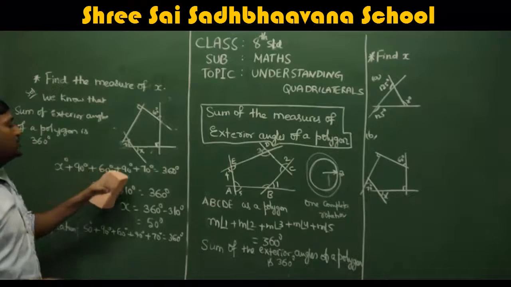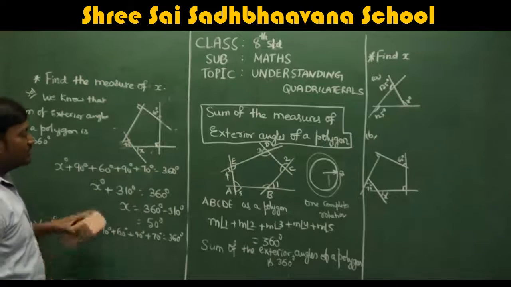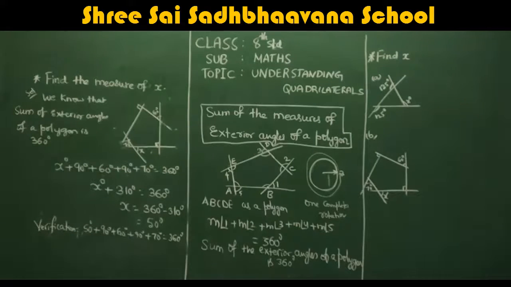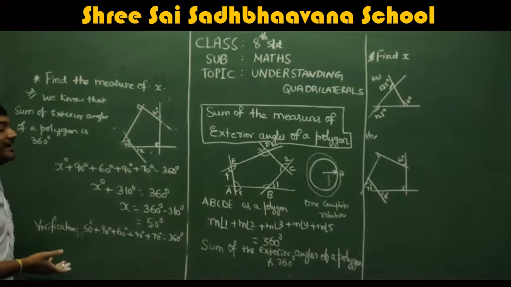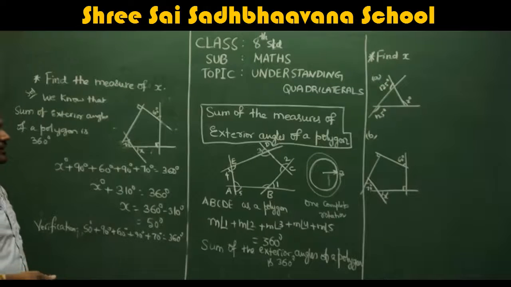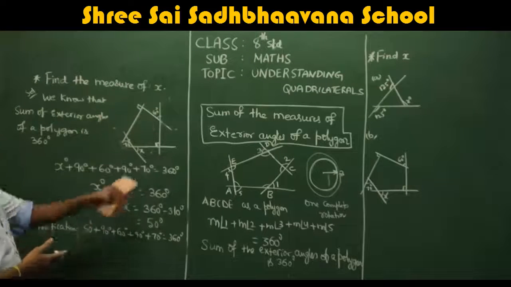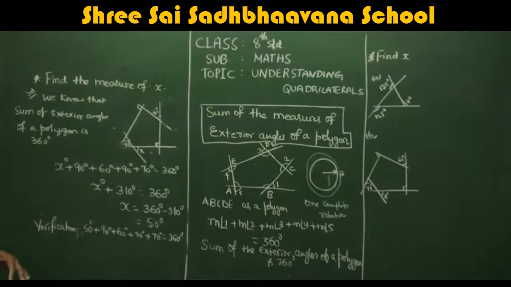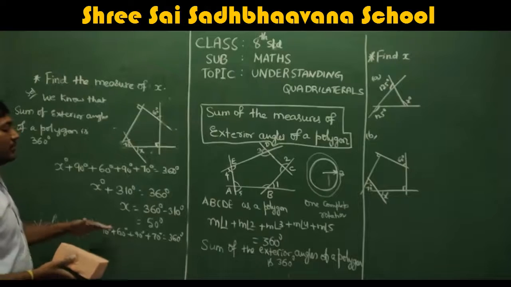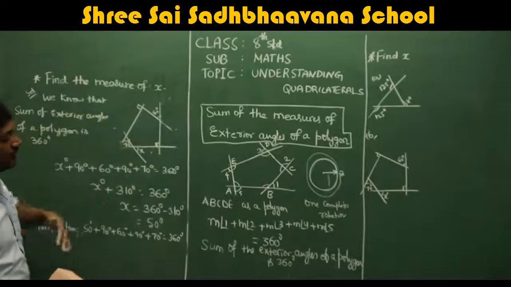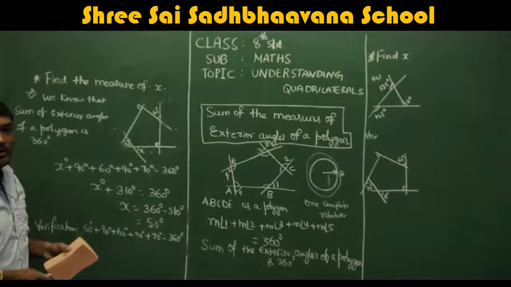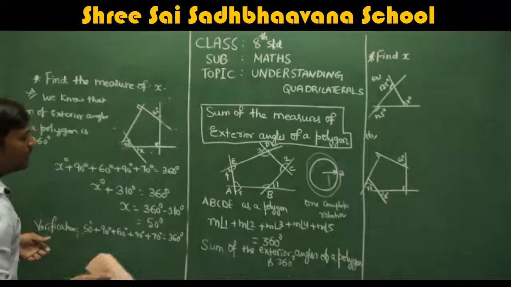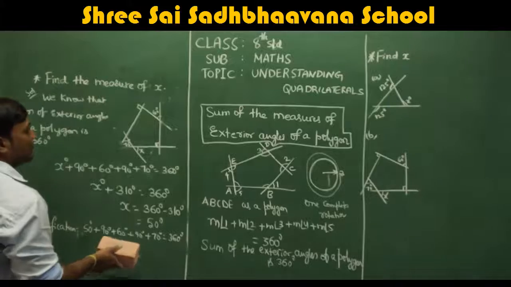So x plus 90 plus 60 plus 90 plus 70 is equal to 360, and we added all this and got 310. So x plus 310 is equal to 360. So x is equal to 360 degrees minus 310, which is equal to 50 degrees. And we verified by substituting the x value over there. We added all the angles and got 360. So the sum of the exterior angles of the polygon is 360, and we got the x value as 50 degrees. So this is how we have to do it. Okay, I hope you understood this sum. This is very easy, and you can expect this for the exam also.